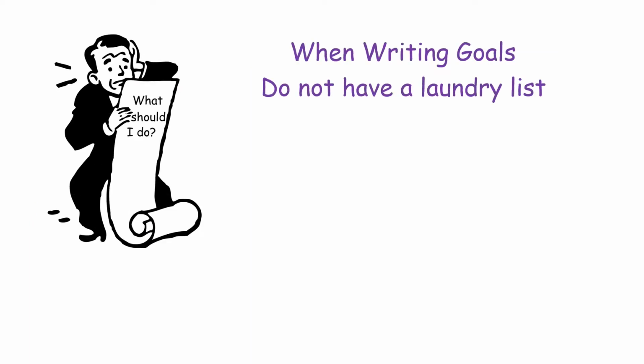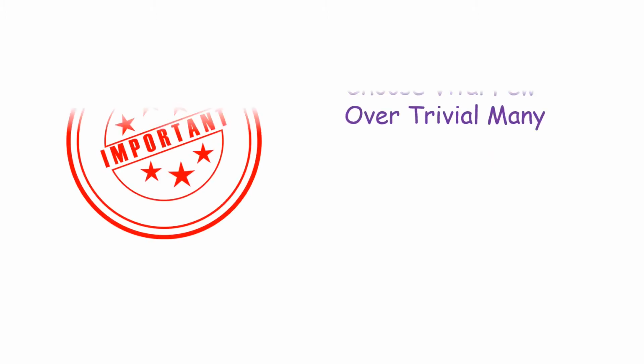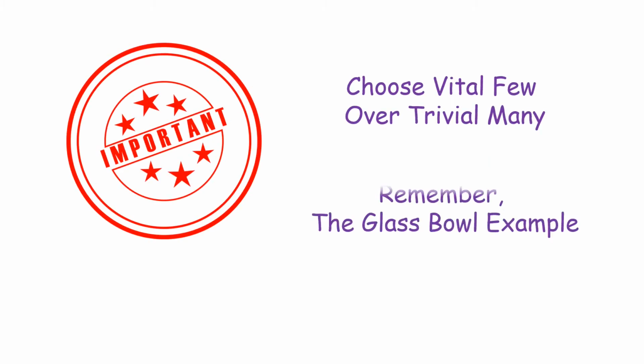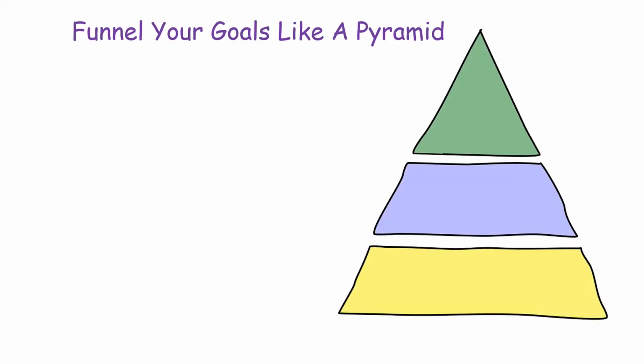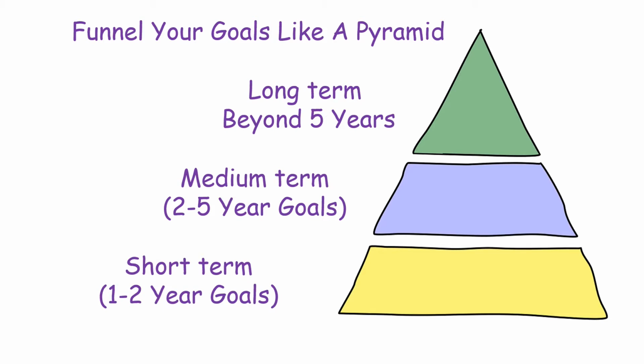When writing goals, rather than having a laundry list for every walk of life, you can write everything down and then prioritize them based on their impact, importance, and domain. You have to choose the vital few or the trivial many. Remember our glass bowl example from the start of the video. Funnel your goals like a pyramid. You can break up your goals into long range goals, medium term goals, and short term goals. You can design a funnel in such a way that your short term goals fuel and get you closer to your medium term goals, and your medium term goals' fulfillment gets you closer to your long term goals.